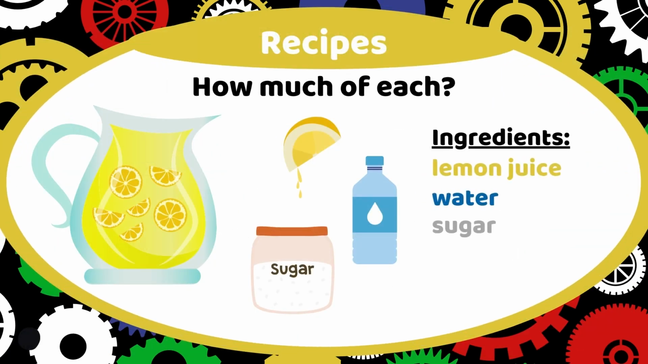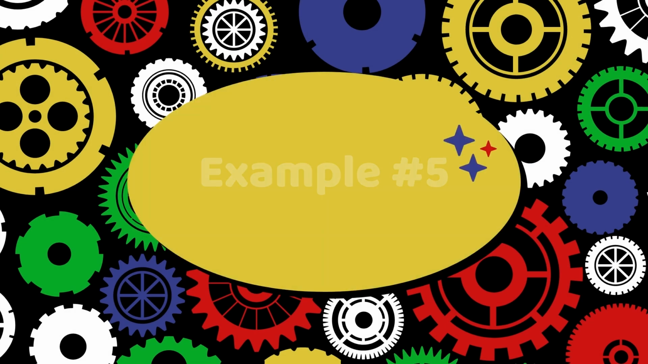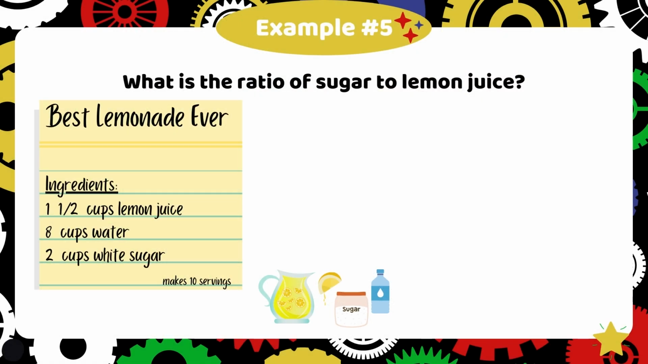Another very common use for ratios is in recipes. We are going to look at a recipe for the best lemonade ever. Example number 5. What is the ratio of sugar to lemon juice? So looking at this recipe, I can see that the ingredients we need are 1.5 cups of lemon juice, 8 cups of water, and 2 cups of white sugar. This recipe makes 10 servings according to the recipe card.